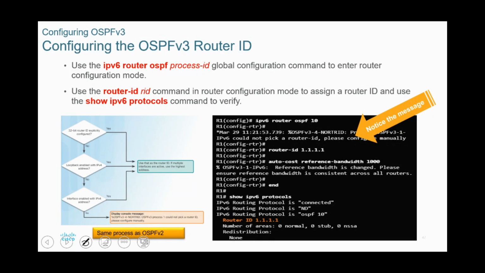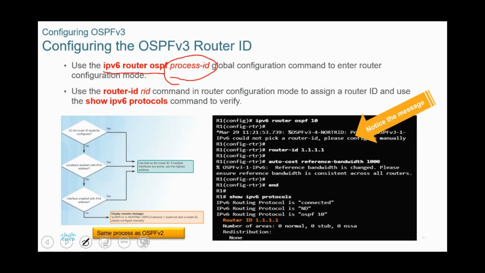Okay, next is for you to configure the process ID. You can manually configure it by issuing this command, IPv6 router OSPF, followed by your process ID. Same as just now when you used IPv4, we have IP router, the process ID.